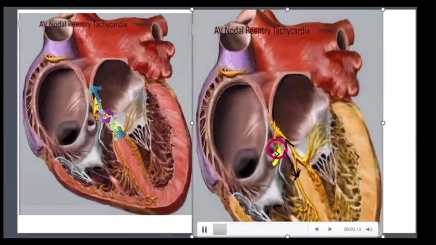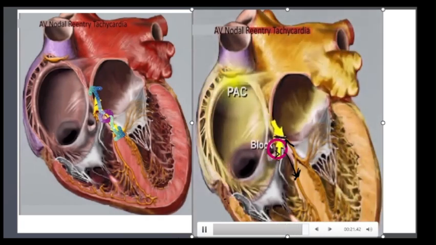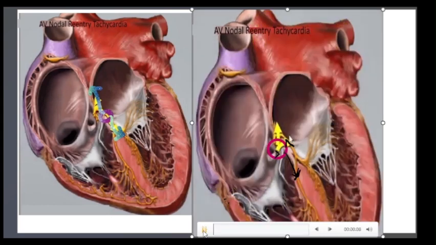Can you see? This is what is exactly happening. One goes up, this one, P wave, up and down. As usual, it's the depolarization of the ventricle, QRS. But the important thing to note here is that the depolarization of the atria is happening from down to up. Ventricle, as usual, depolarization is happening from up to down. Again, look at the figure again.